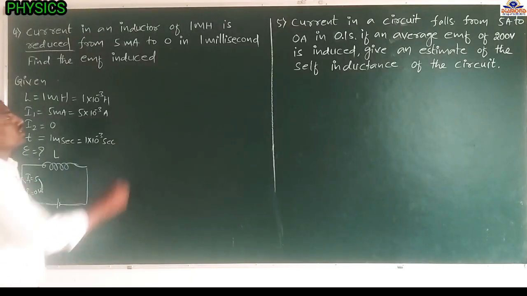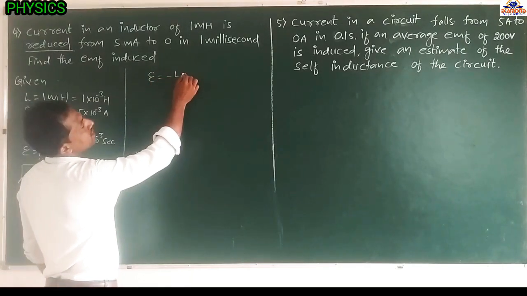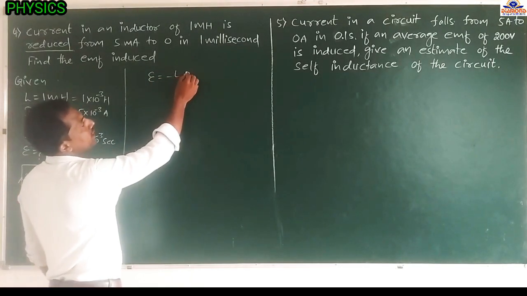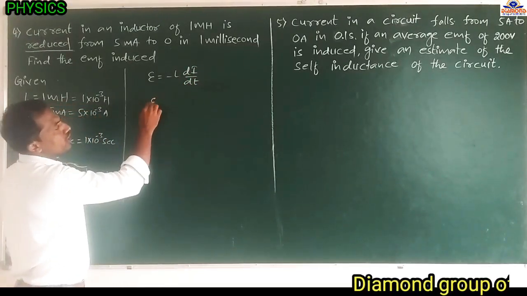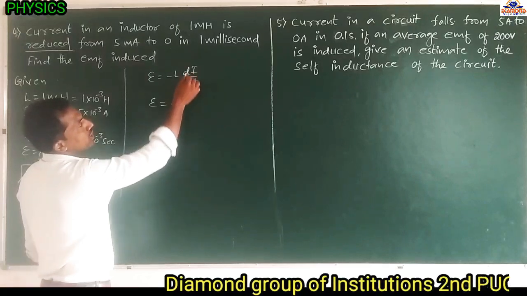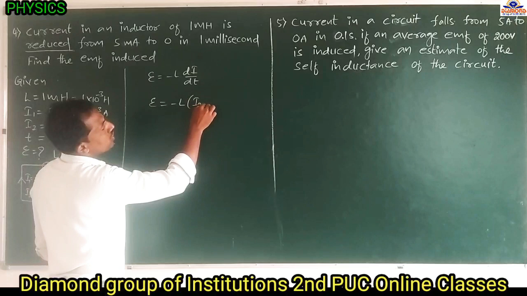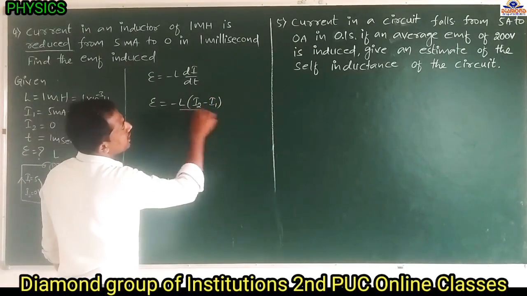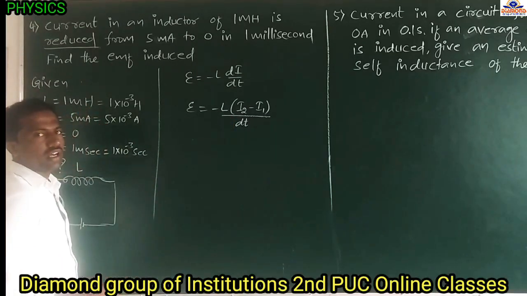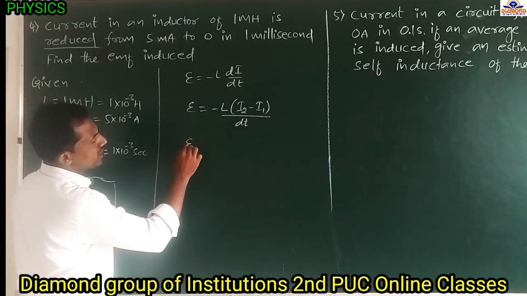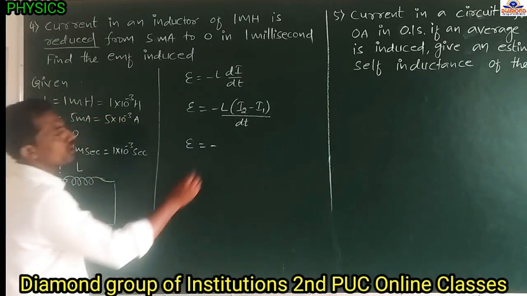We write the formula. What is the formula of EMF induced in an inductor? E equals minus L di by dt. What is di? Change in current, so we write I2 minus I1, divided by dt or t. Substitute the values in this formula. E equals minus L. What is the L value here? 1 into 10 to the power of minus 3.